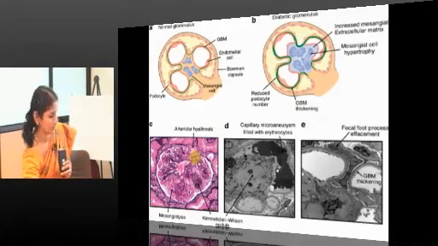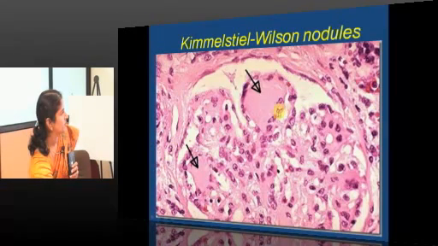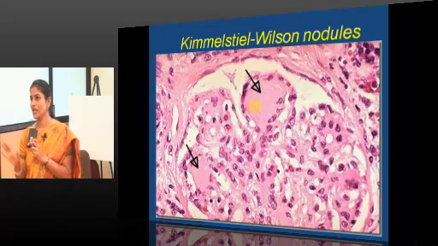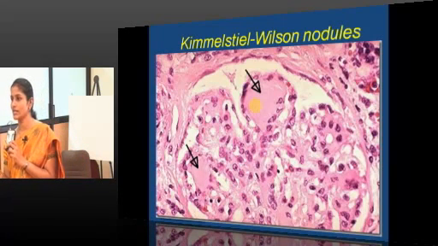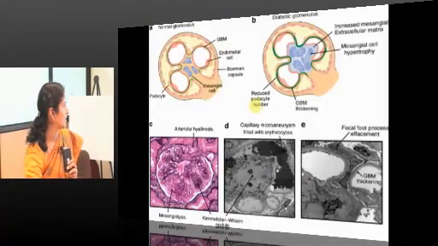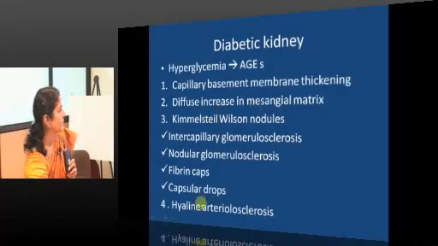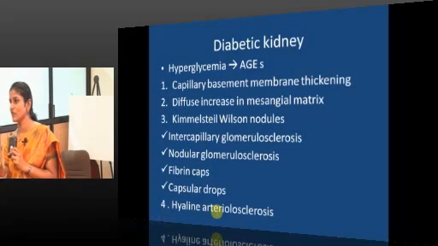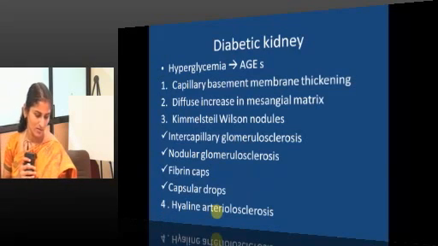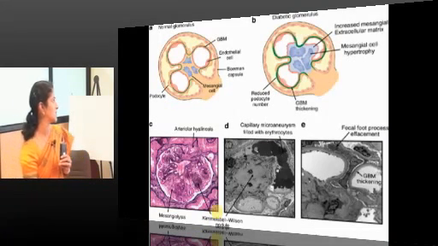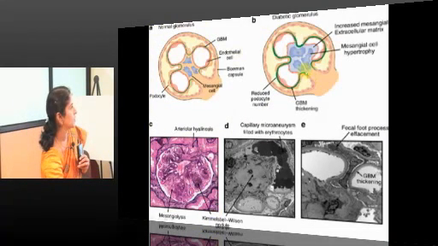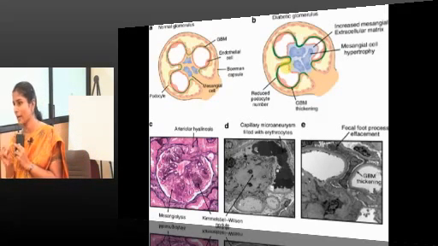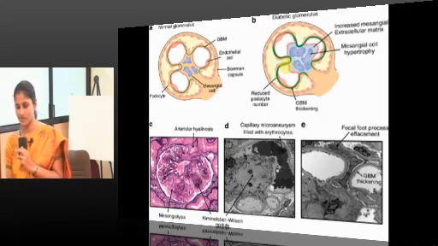So intercapillary, you can see the nodular thickening. Remember, in diabetes you can have nodular sclerosis, but never focal sclerosis. Apart from this, you have fibrin caps, capsular drops, and you can also see changes in the vessels in the form of hyaline arteriolosclerosis. So, this is a normal kidney. You can see over here thickening of the glomerular basement membrane. This is the first event to happen with chronically elevated sugar levels.